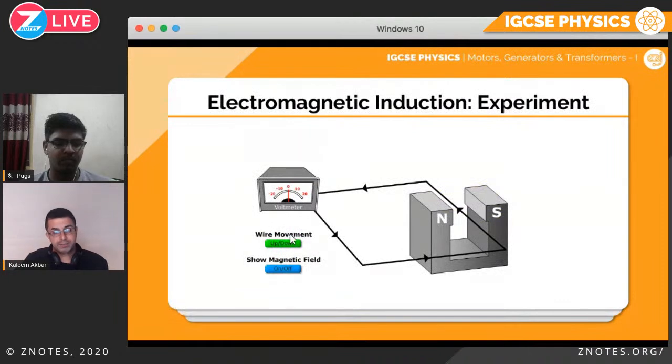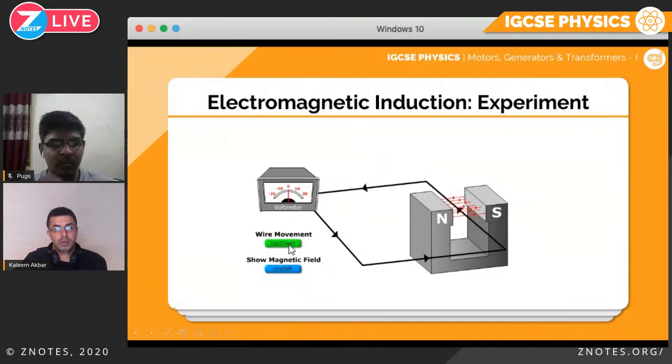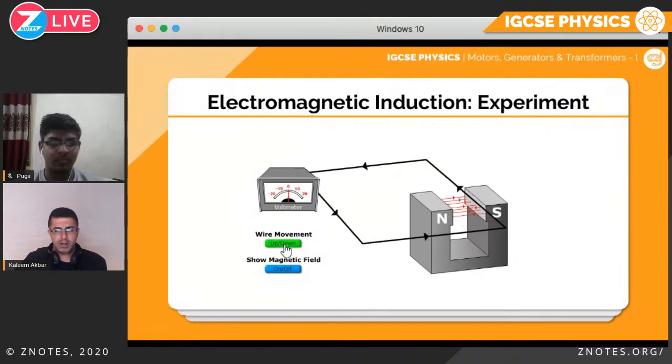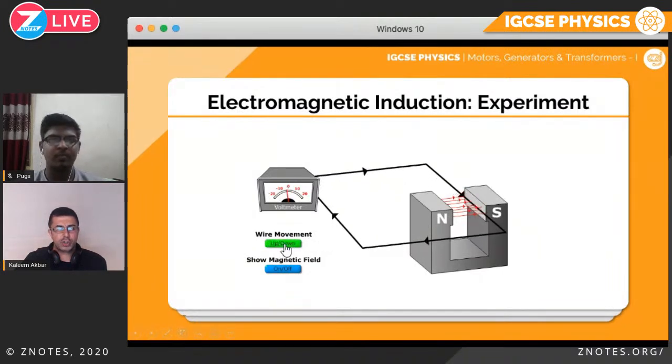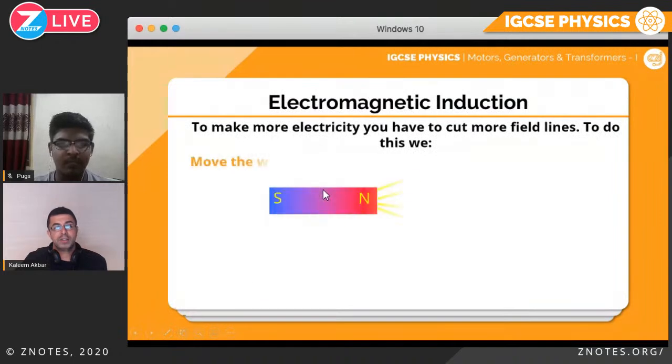So have a look at this. Should I put the magnetic field on first? If I move the wire down, notice I get a voltage and it goes to 0. Move it up, voltage in the other direction, and then it goes to 0. But if I now try to move it up and down, notice what happens to the needle. It is alternating.